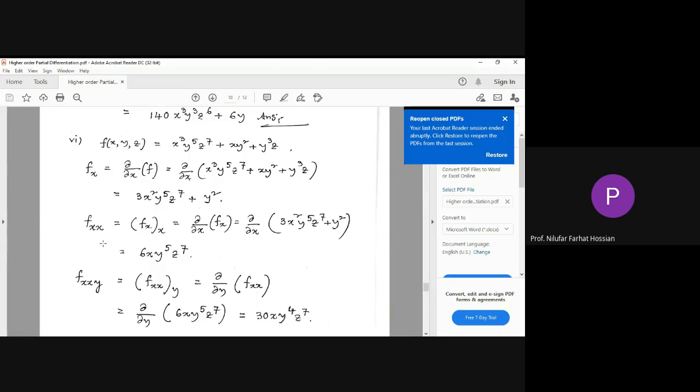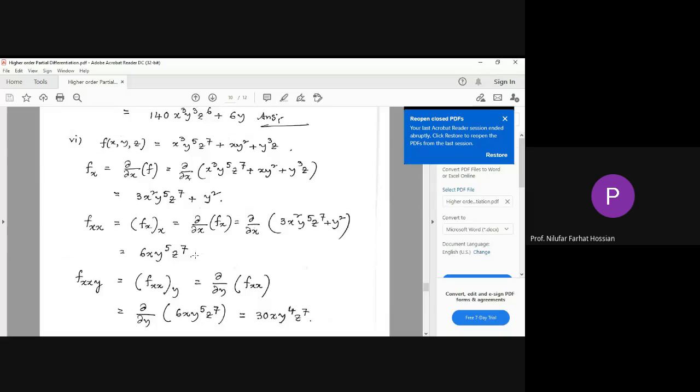Now fxx, that means you have to find fx with respect to x. Differentiate fx with respect to x. That means del del x of fx. And del del x of fx means del del x of this thing. So here again this term is a constant. Y square is a constant, there is no x here. And the x term is simply x square. And the constant factors are 3, y to the power 5, z to the power 7. And for this x square, you are getting 2x. So it will be 6x, y to the power 5, z to the power 7.